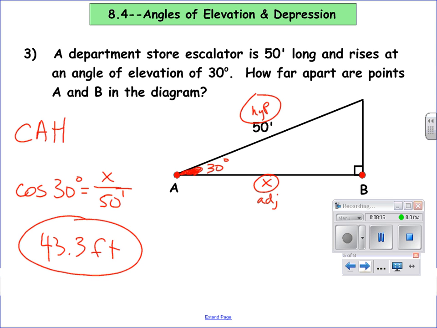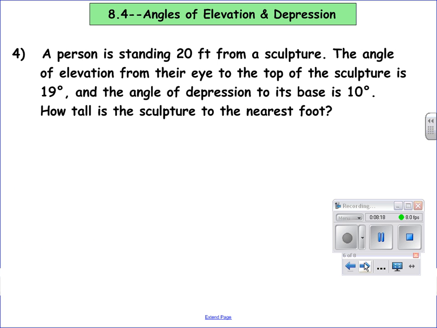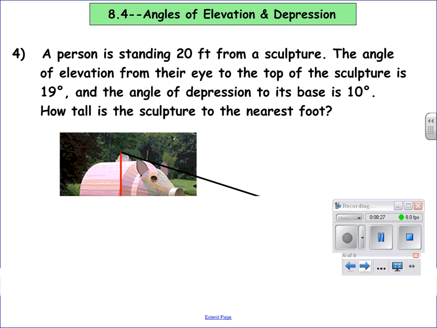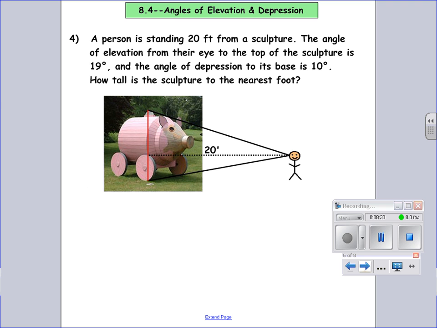Okay, last one here, last one. A person is standing 20 feet from a sculpture. Okay, so here's our man. Standing 20 feet from the pig sculpture. Their eyes to the top of the sculpture is 19 degrees. So the angle of elevation is right in here. Okay, to the bottom of the pig sculpture, its base is 10 degrees. So how tall is the sculpture?